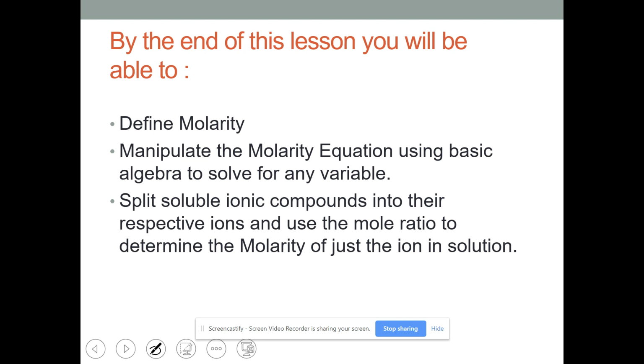And then here's what's new about this, though. We're going to talk about, and we've been talking about, ionic compounds that are soluble in water and how they split into ions. So what we'll do today is show you how to combine that information with what you already know about molarity to calculate the concentration of just a single ion in the solution instead of the entire solute.